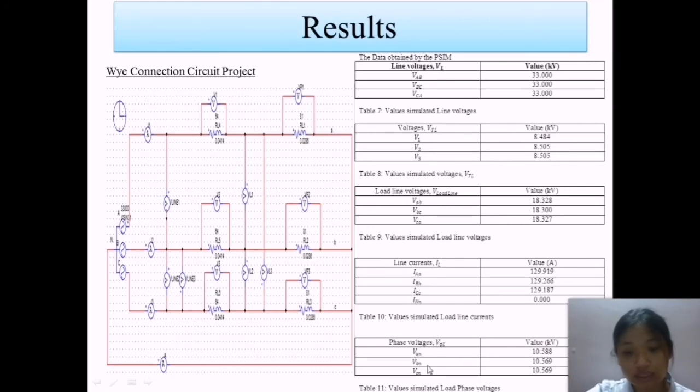We see VAN, VBN, and VCN: VAN is 10.588, VBN is 10.569, and VCN is equal to 10.569. So VBN and VCN are the same, and VAN is 10.588, which is a little bit different, so it can be classified as approximately the same.